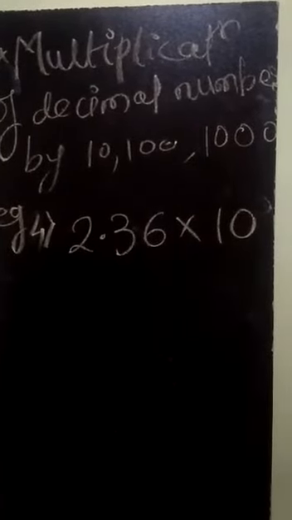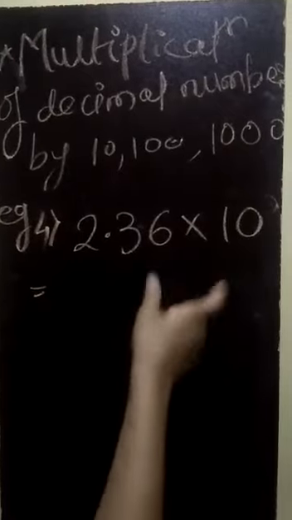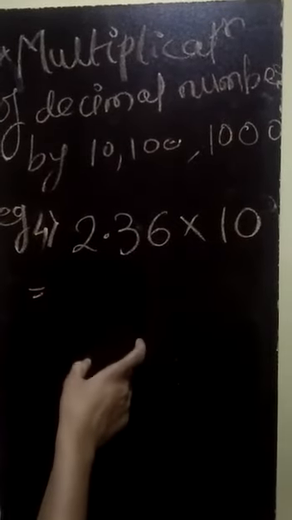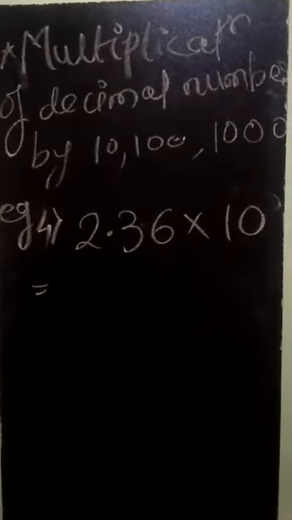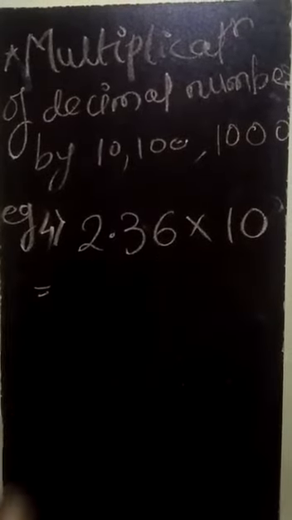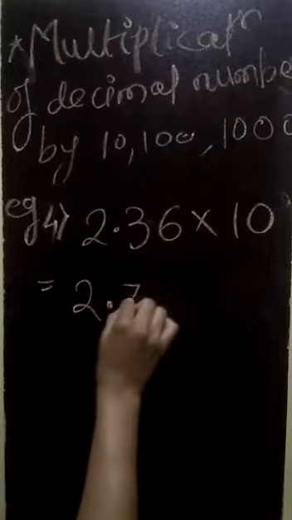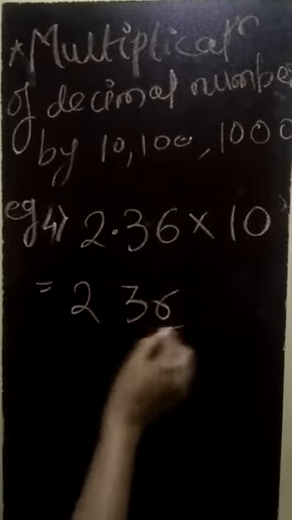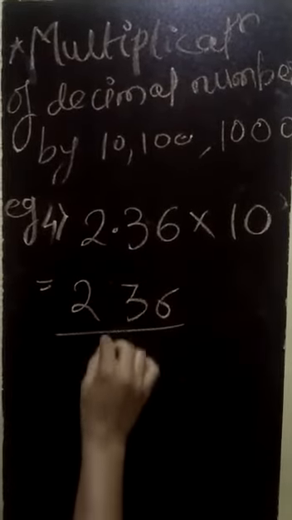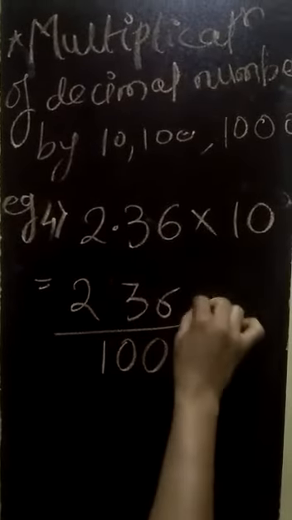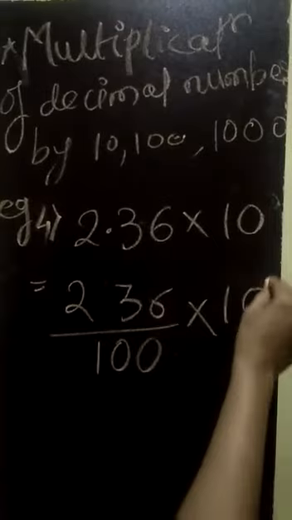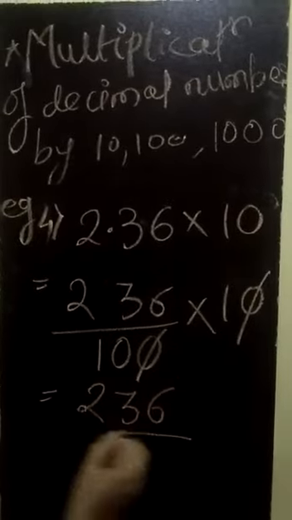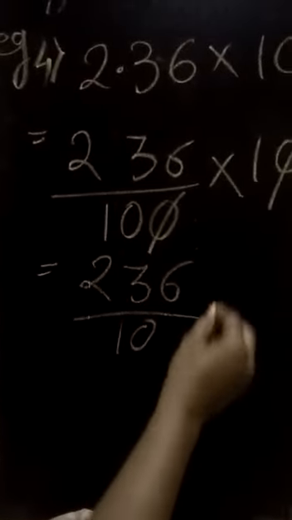Now one more example, if we see 2.36 multiplied by 10. So how will you do it? For the multiplication by 10, 100 and 1000, what will be the steps? Convert the given decimal number into a fraction and then solve accordingly. So we will convert this decimal number. Now as you can see, there are two digits after the decimal point. So remove this decimal point and what will be our denominator term? It will be 100 multiplied by 10. So again 10 and 10 cancel. So the terms remaining are 236 divided by 10.